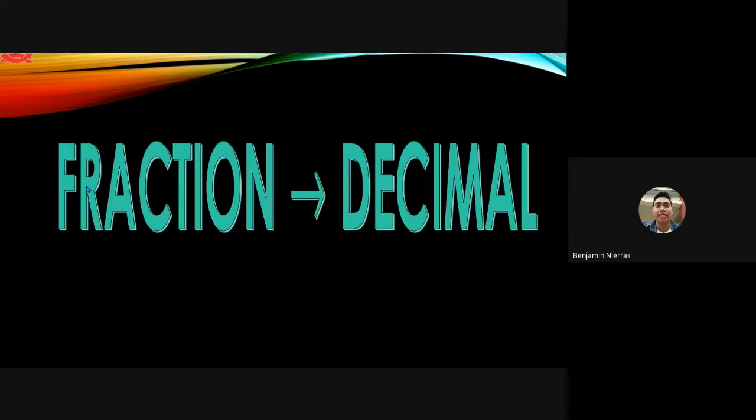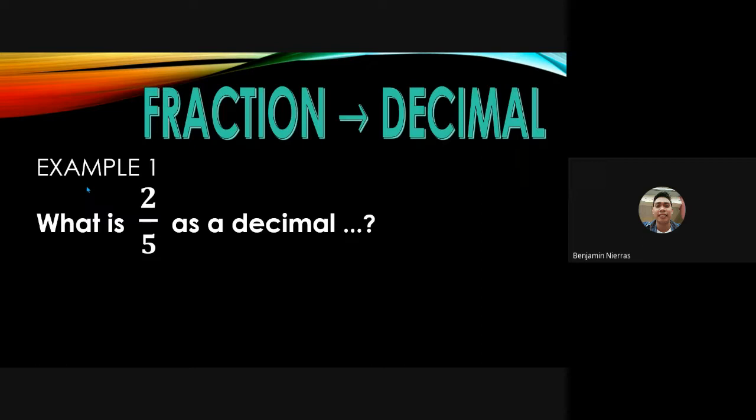Okay, clear. What if fraction to decimal? It is so easy, no? Suppose we have the example fraction 2 over 5. What is 2 over 5 as a decimal? The equivalent decimal of 2 over 5 is, okay, very good, 0.4, or 0.40. Following these steps, for step 1, just divide the numerator by the denominator. So we have 2 divided by 5, and then the answer is 0.4.